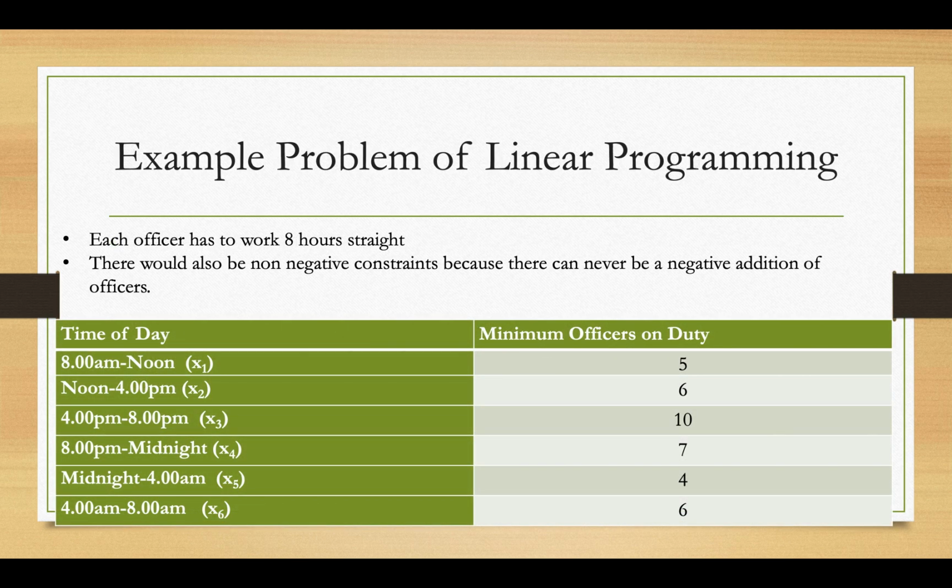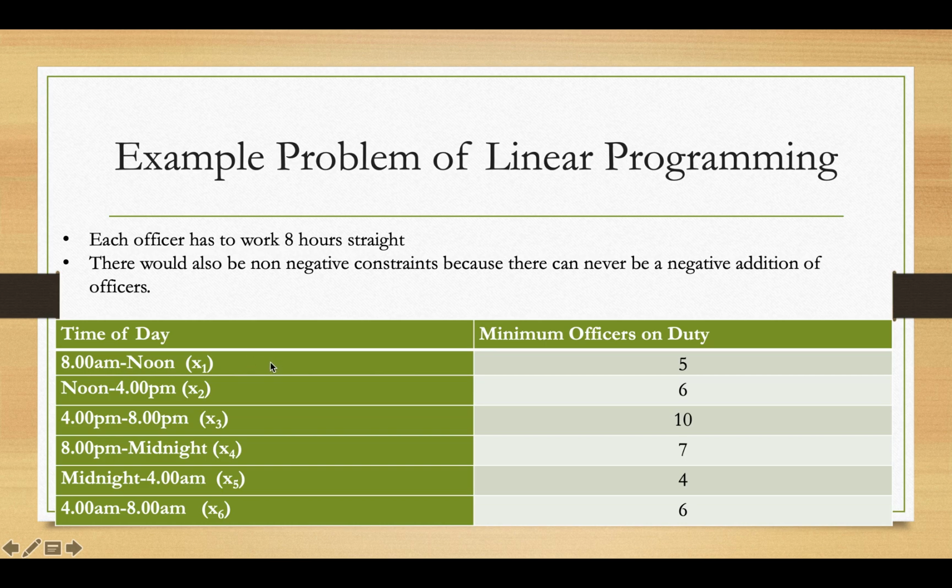What are some of the constraints of the problem? Each officer has to work 8 hours straight. There is also a non-negative constraint because there can never be a negative addition of officers. What do we mean by each officer has to work 8 hours straight? For example, if an officer starts working at 8 a.m., his shift ends at 4 p.m.